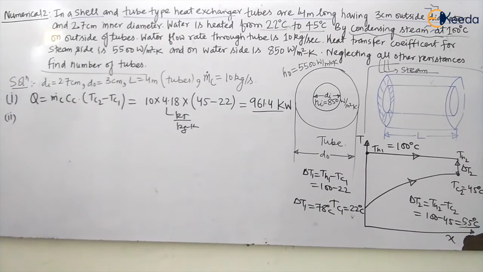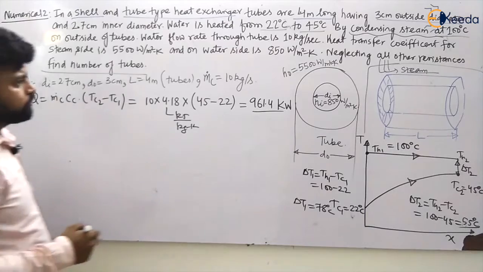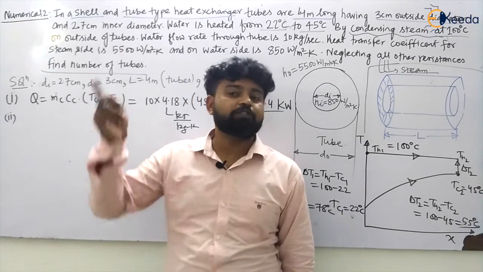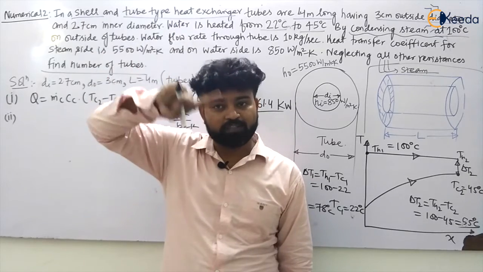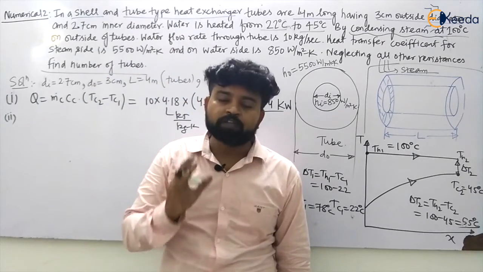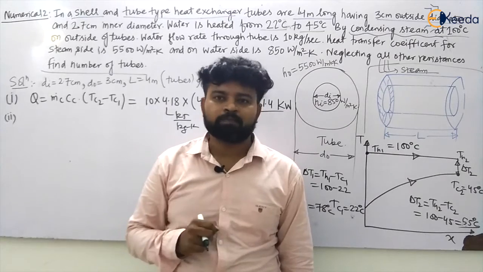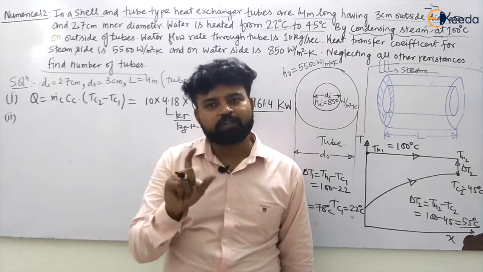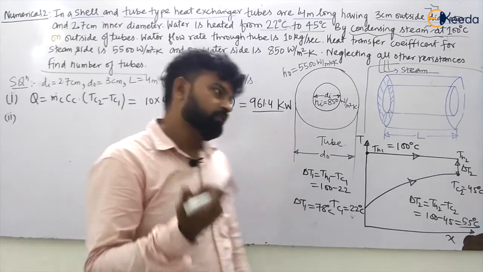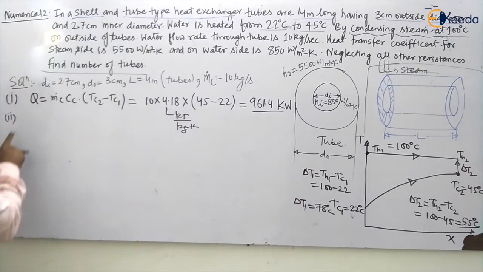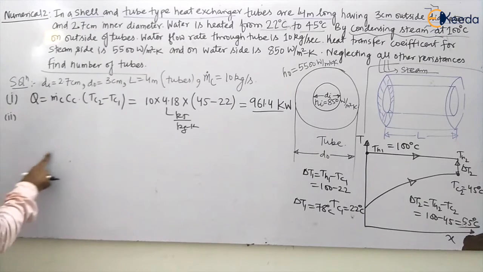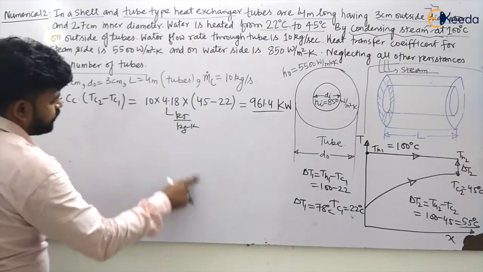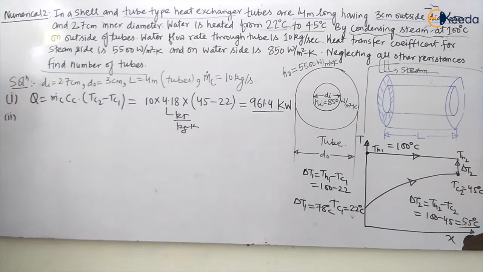Second, what do you have to calculate? You have to calculate the number of tubes. And how can you calculate the number of tubes? If you know the total area of the heat exchanger through which the total heat transfer is occurring, and you know the area of a tube, you can calculate the number of tubes. Simple. So let us calculate the overall area of the heat transfer.